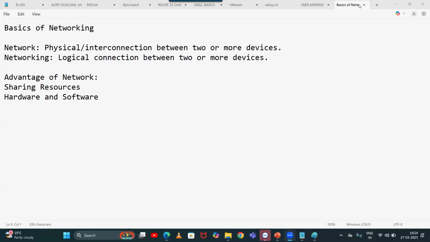Is this point clear? Yes, ma'am. How to give the connectivities, that I will show. In further classes, practically I will show how to share, how to give the connectivities from one device to another device.